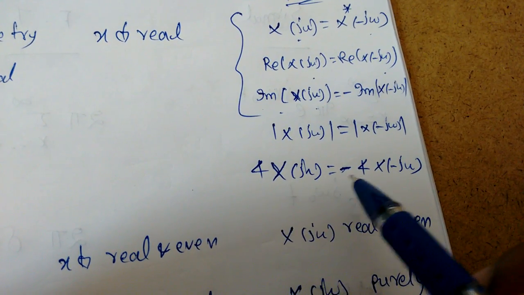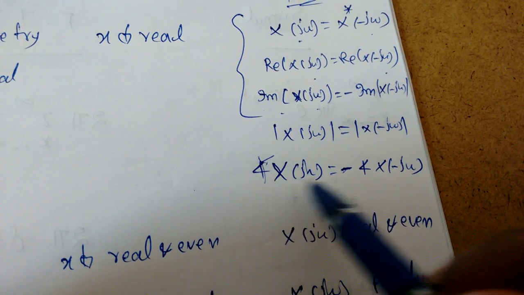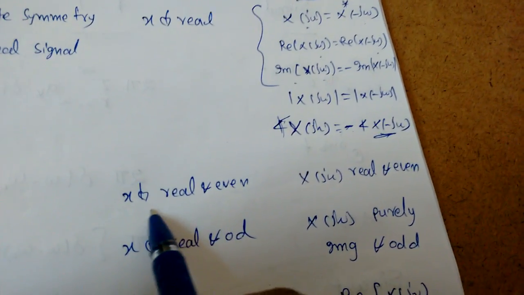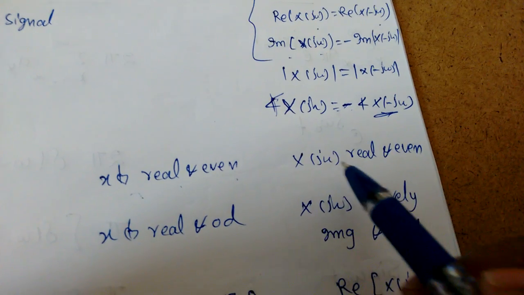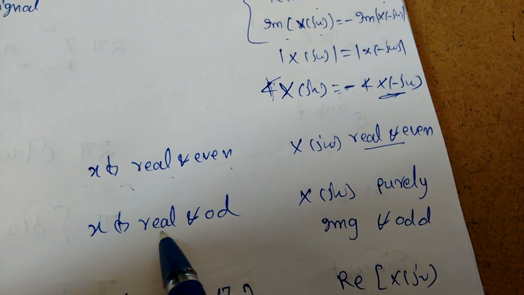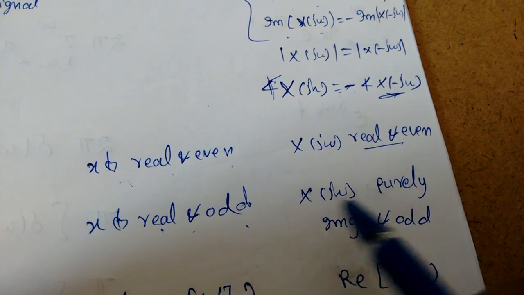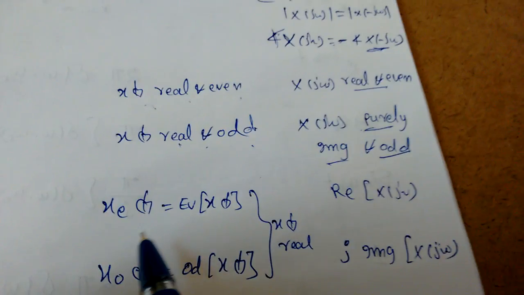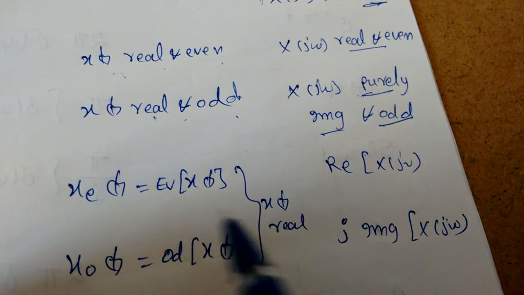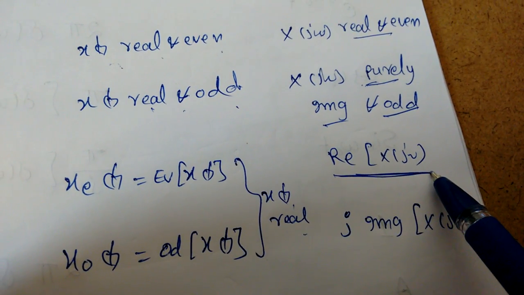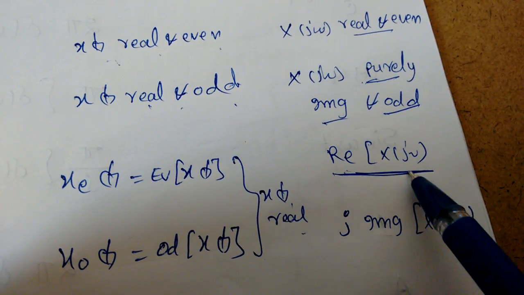The angle of x of j omega is equal to minus the angle of x of minus j omega. If x of t is real and even, x of j omega is also real and even. If x of t is real and odd, x of j omega is purely imaginary and odd. If an even function of x of t we need to find, that is, if x of t is real, we will get the Fourier transform as the real part of x of j omega.